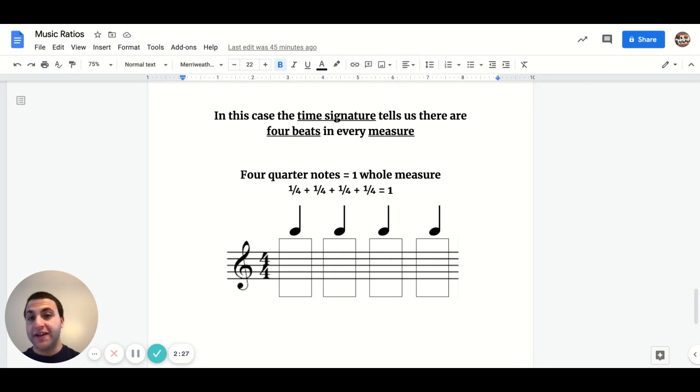Now, music that is in the 4/4 time signature is going to sound like this. See if you can count along with me 1, 2, 3, 4 with the music.